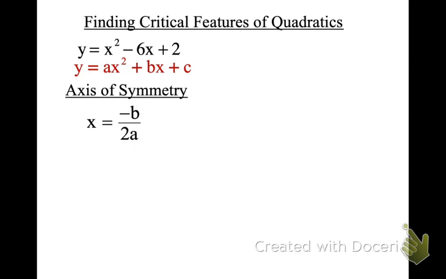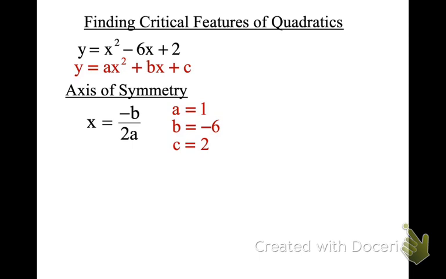You can see that the A has no coefficient, so really that coefficient is 1. The A is 1. The B is negative 6. And my C is 2. Now we don't use the C for our axis of symmetry. We're just identifying these critical features. We'll need it later. But for the axis of symmetry, we're only using B and A.